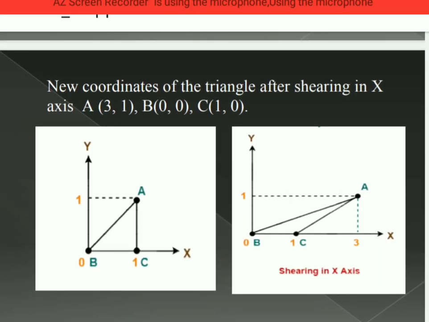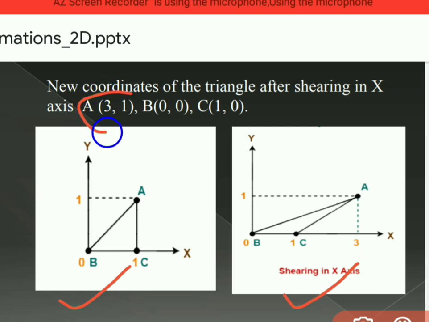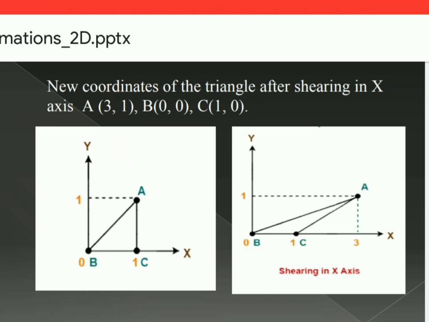So look at this diagram. In this diagram, this is the original diagram having the coordinates A (1,1), B (0,0) and C having the coordinates (1,0). And after shearing, here you will get this diagram. I wrongly put here A (3,1), so actually it is A (1,1). So look at this point. This is A (1,1). It's a mistake.